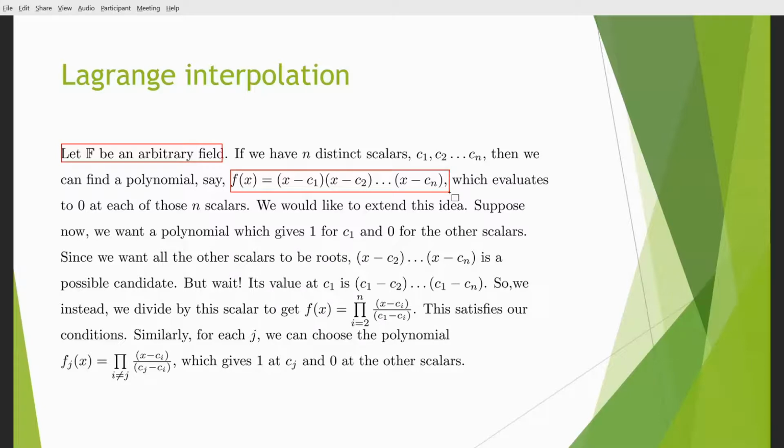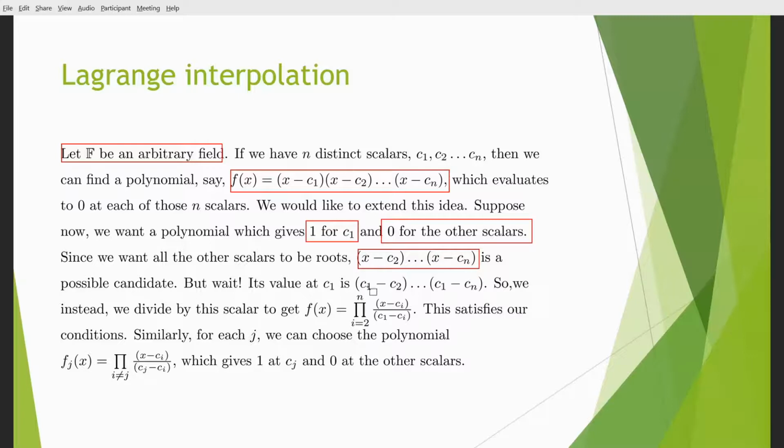Now I want to extend this idea. Suppose I want a polynomial which gives 1 for C1 and 0 for all other scalars. I've changed the notation a bit, now it is Ci. So I want 1 at C1 and 0 at other scalars. Since we want all the other scalars to be roots, this polynomial is a possible candidate: (x minus C2) into (x minus C3) up to (x minus Cn). There might be many other polynomials, but this is a possible candidate.